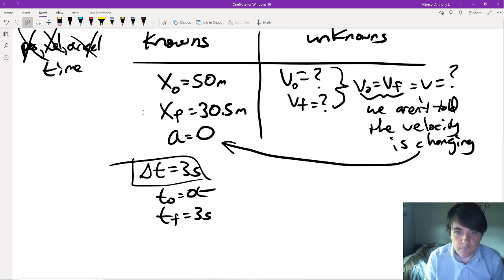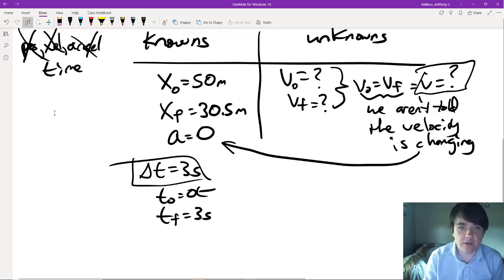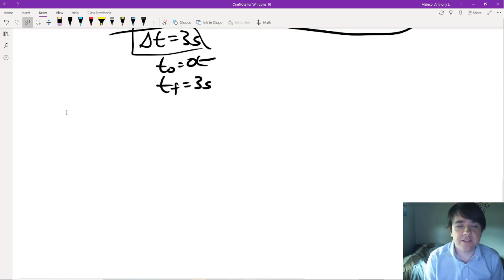Okay. So this is it for our knowns and unknowns. It's very clear. We know the position, we know the acceleration, and we know the time. We don't know our one velocity. This is what we're trying to find. There's nothing else that we need to talk about. So we can move on to the next step.